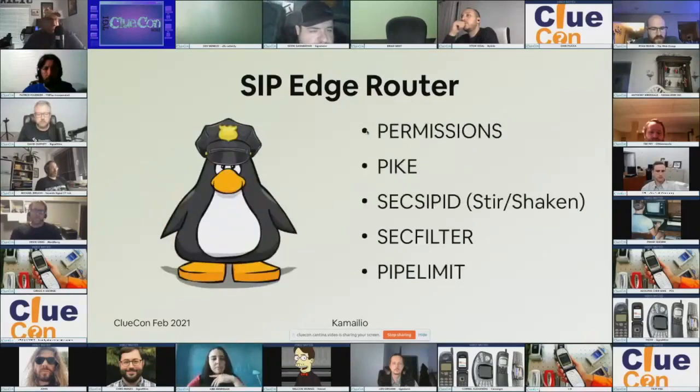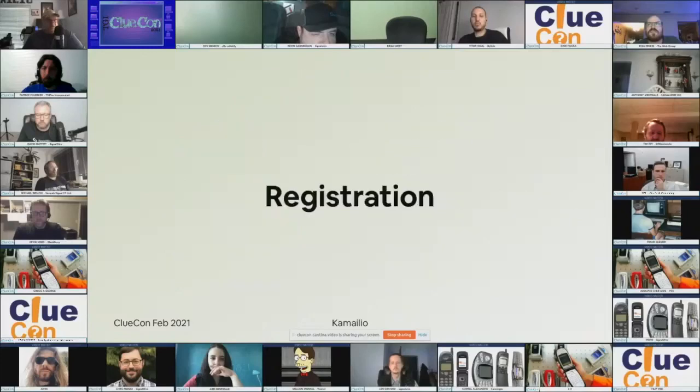So some of the modules that we use to make a SIP edge router are the permissions module, Pike. We have our own STIR/SHAKEN if you'd like, which allows you to use it globally on your network. The SEC filter module and pipelimit, all those together, as well as htable and different other modules that you'd like to put in. But those are some of the big ones that you would use for security.